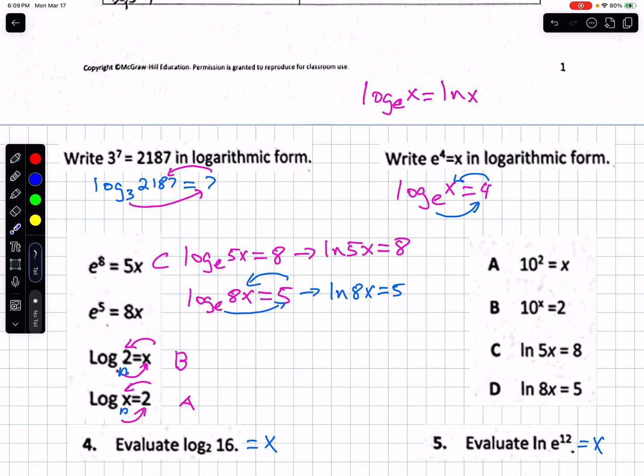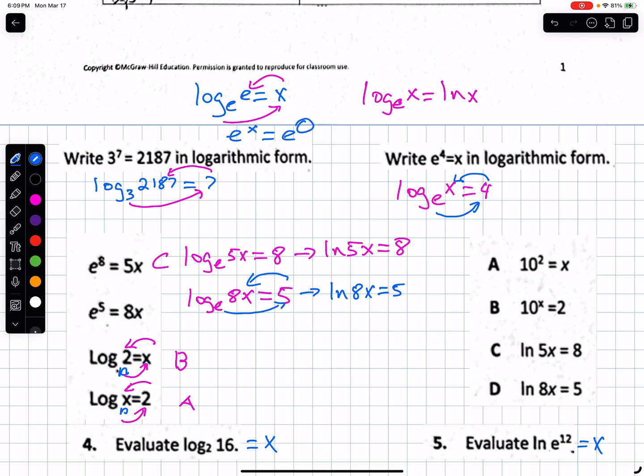Remember that log base e of x equals ln x. If I have log base e of e, and I set that equal to x, e to the x equals e. So e to the x equals e. What's the exponent right here? It's got to be a 1. So if I see log base e of e, that means x equals 1.